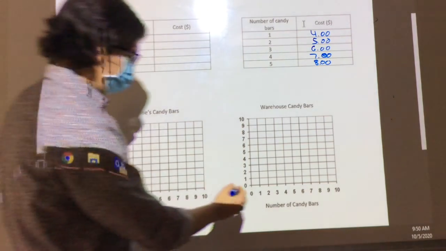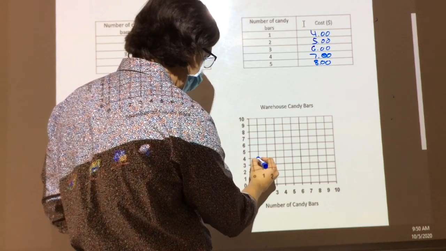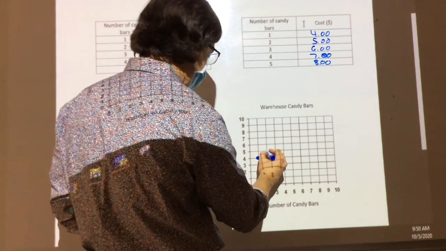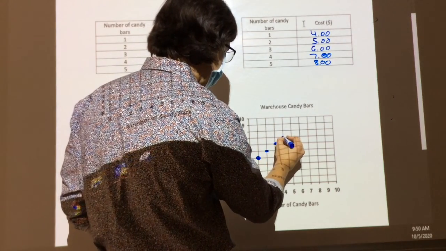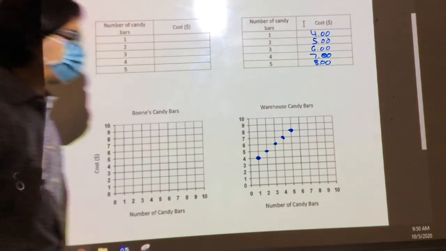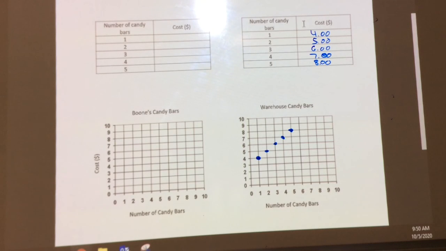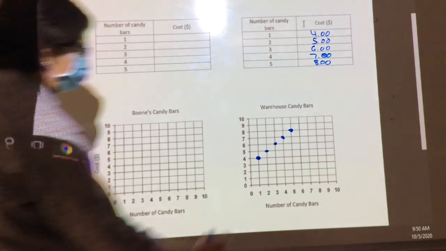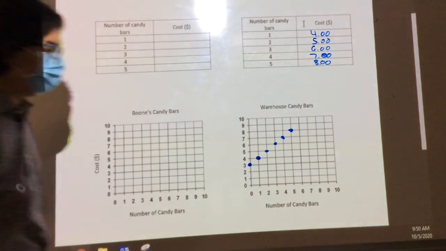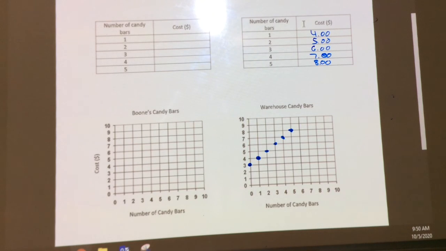So 1 will be at $4. 2 is at $5. 3 is at 6. Okay, but let me ask you this question though. How much would it cost if I were to buy 0 candy bars? $3, because that shipping and handling fee cannot be taken away. I'm trying to think about it from a mathematical perspective though, Kendall. So yes, I agree. Theoretically, if someone says it's $3 to buy 0 candy bars, you'd tell them to go away. That's dumb. But for a math problem, we're going to look at it from this.